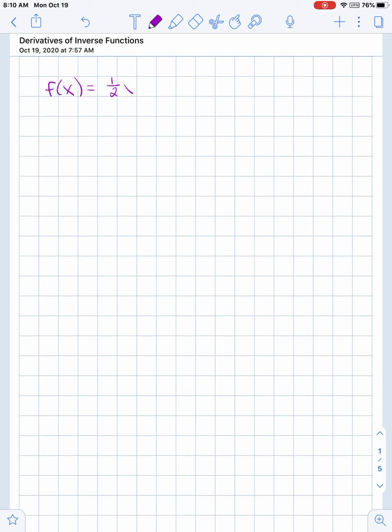equals 1/2 x cubed. I think you'll probably remember, and if you don't, this will be a good reminder, how to find that inverse. So if we rewrite this as y equals 1/2 x cubed, that's easier to see. And then to find the inverse, we're going to switch the x and the y. So if we switch the x with the y, they're now in new places. And then we solve that new equation to isolate y again.